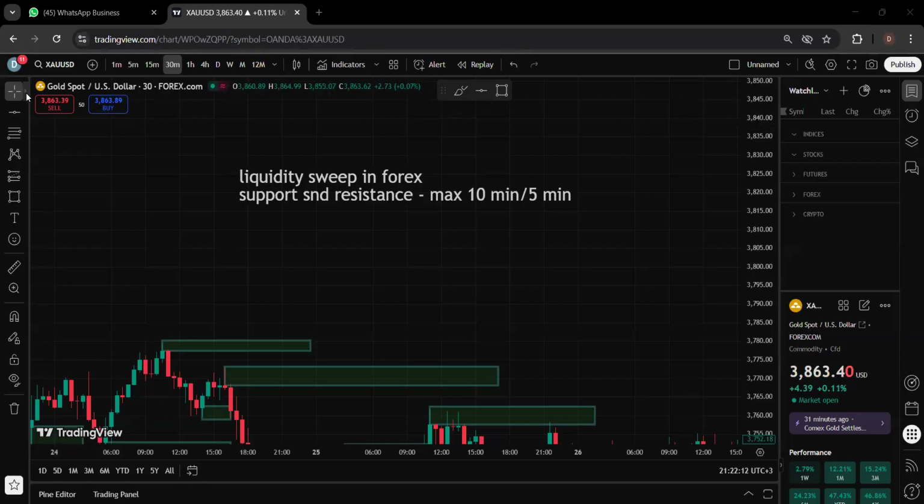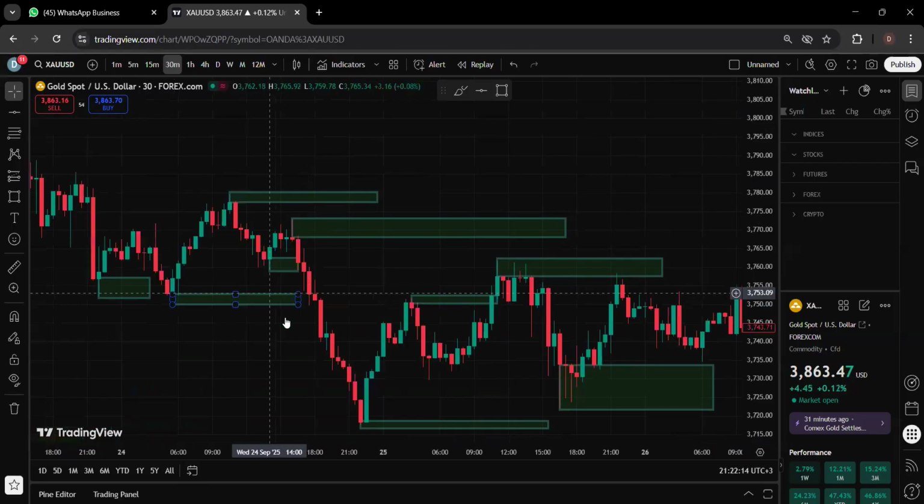I just want you to not complicate it. Because if I start talking about retest, retracement, you guys will get lost. Let's just go step by step. You know, this is support, this is resistance.